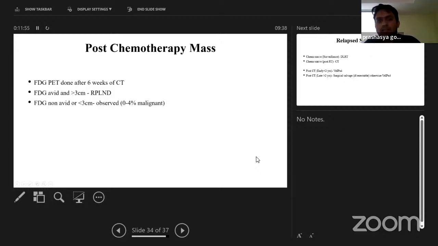For a post-chemotherapy mass in a seminomatous patient, to evaluate it, an FDG PET scan should be done after 6 weeks. For patients who have FDG avid disease and a lymph node mass of greater than 3 centimeters, retroperitoneal lymph node dissection is the treatment of choice. And patients who have a non-FDG avid mass or a mass less than 3 centimeters can be observed, because the chance of malignancy is only 0 to 4% in such masses.